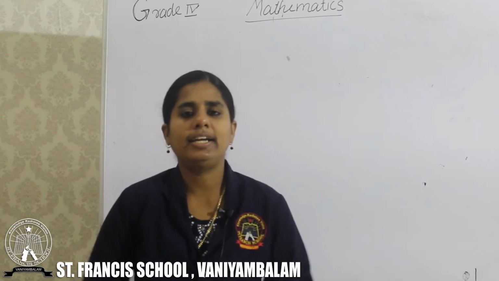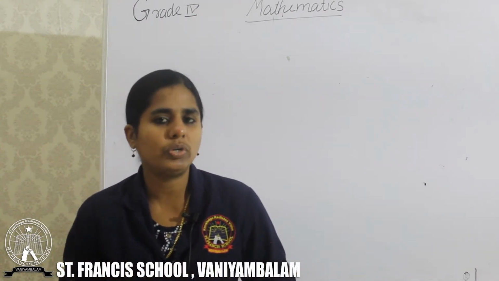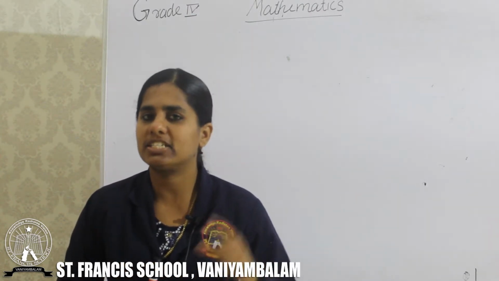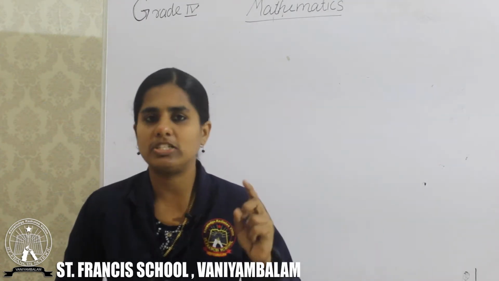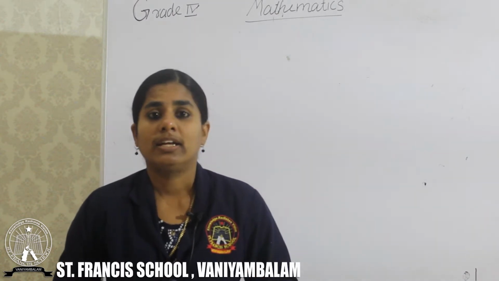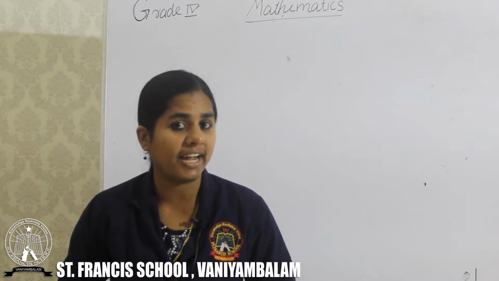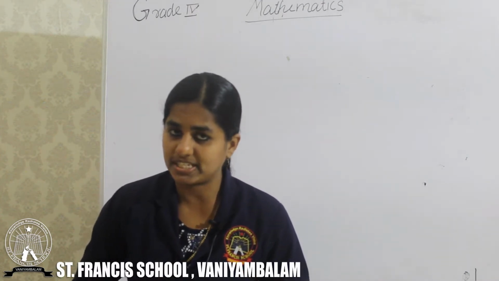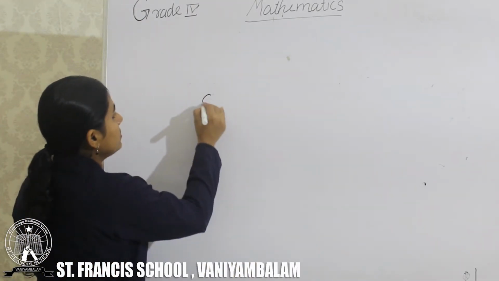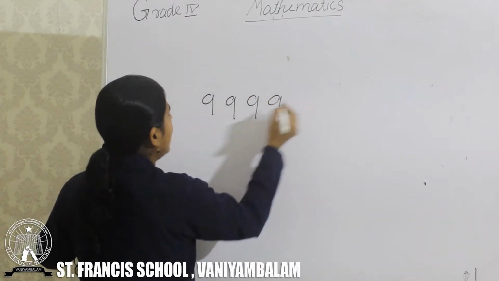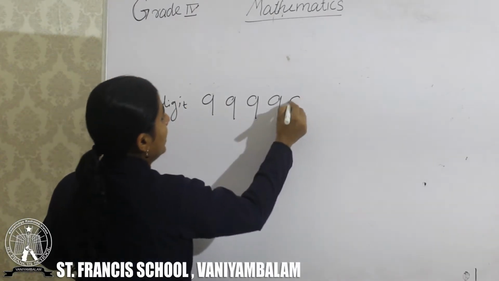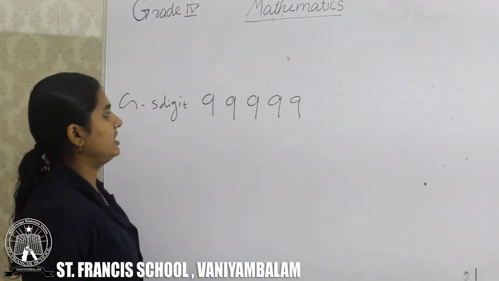Next one we learn which is the single digit number, 2-digit number, 3-digit number, 4-digit number, 5-digit number. That means the greatest single digit number is 9, greatest 2-digit number is 99, greatest 3-digit number 999, greatest 4-digit number 9,999, greatest 5-digit number is 99,999. Okay, up to this we learned in our previous classes. Okay, children, which is the greatest 5-digit number? This is the greatest 5-digit number.